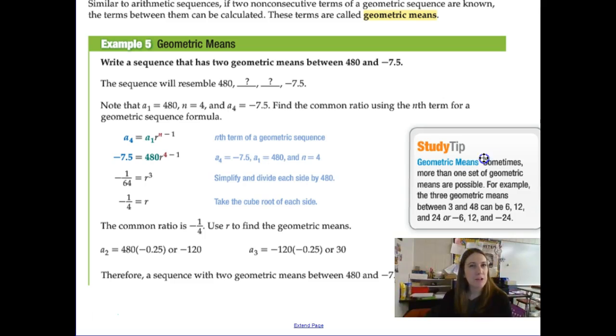Remember how we had arithmetic means? Well, we have geometric means as well. This time we have to remember when we set up the geometric mean, we still have the issue of hopping from here to here to here. They don't give you what term numbers they are. You just have to count. You have 1, 2, 3 things that were multiplied together to get from this number to this number.